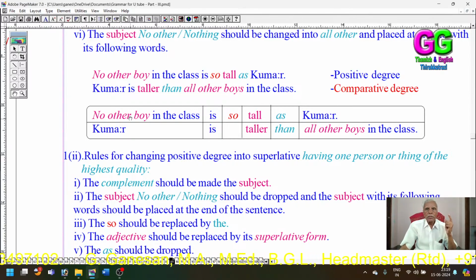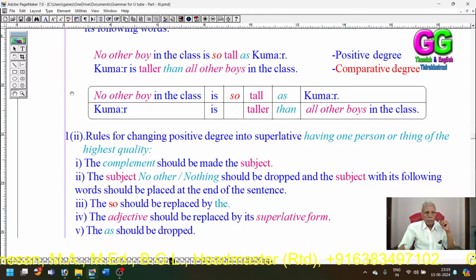Sixthly, in the subject, no should be replaced by all. Then other should be kept as it is. Then the singular noun should be made plural. Then all other boys in the class should be made the complement. That's all. These are the six rules we follow when we change a positive degree into comparative.